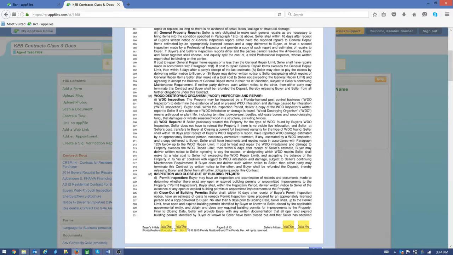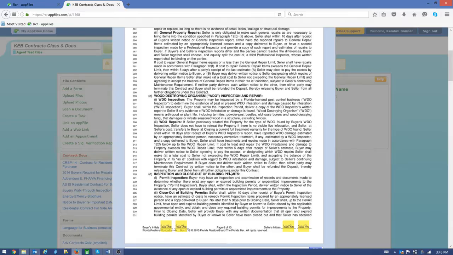Permit inspection. Buyer may have an inspection and an examination of records and documents made to determine whether there exist any open or expired building permits or unpermitted improvements to the property. This is their permit inspection. So it's may, so it's not an obligation, it's really an option. They can do it or they cannot do it, okay?